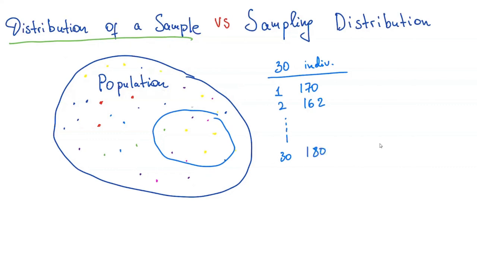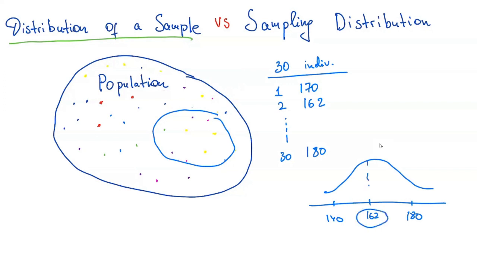Okay? So what I do then, I take these numbers on the horizontal axis, 160, 180, and I draw a distribution. So for example, let's say the distribution turned out to be normal, and the most frequent height turned out to be 168. So that's a distribution of a particular sample that I drew. Let's call it sample A.